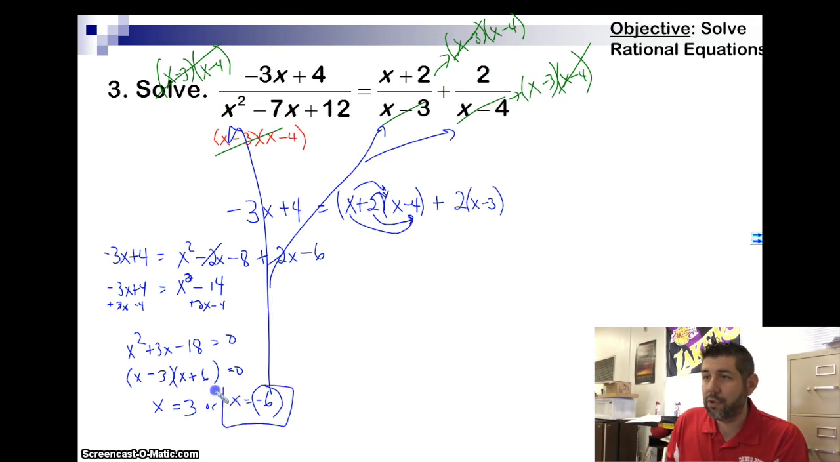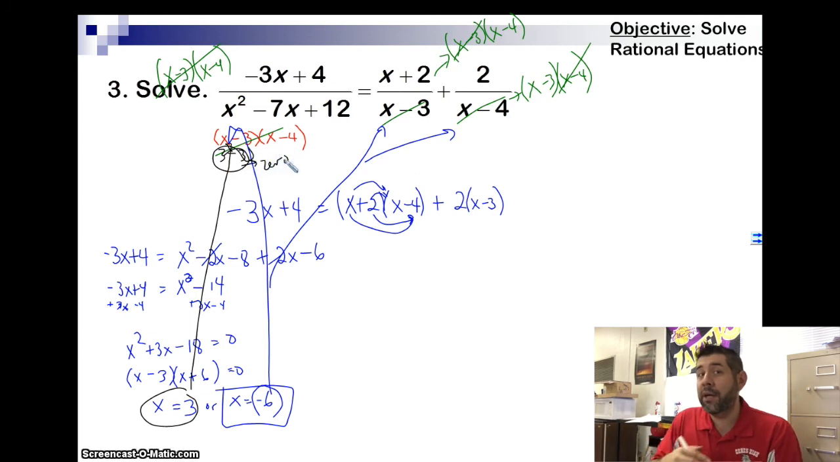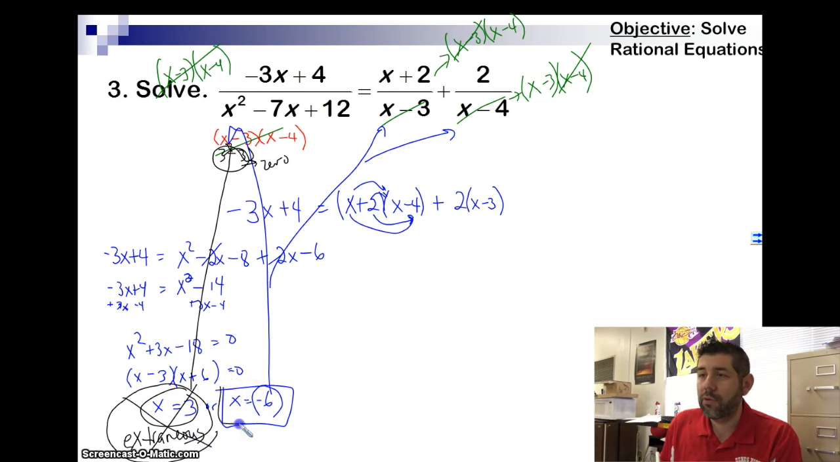So negative 6 works. How about 3? If I plug 3 in here, 3 minus 3 is 0. That's a problem. Survey says, no good. X equals 3 is called extraneous. All right? So extraneous solutions are not part of our answer. So our only answer here is x equals negative 6.